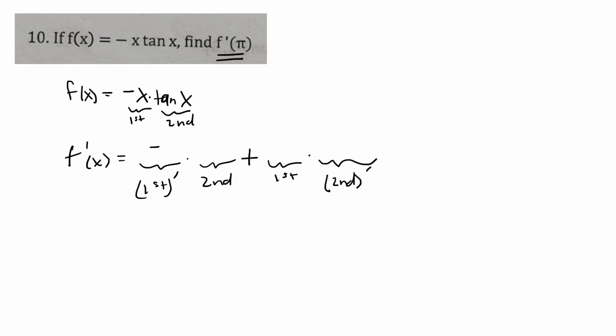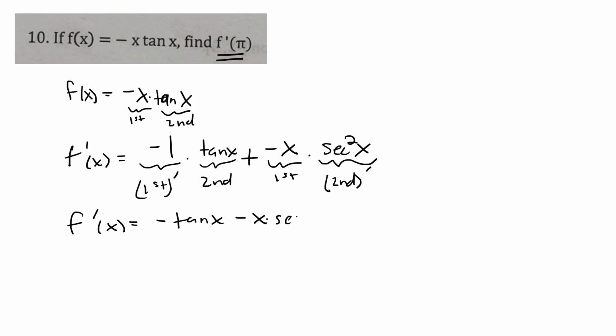Negative x's derivative, negative 1. Don't touch the second, tan x. Don't touch the first, negative x. And then tan x's derivative is secant squared of x. There's your derivative. We could simplify, but not much really to simplify. Let me just write it without all the little squigglies in there. We have negative tan x minus x times the secant of x, let me put parentheses and square that way. Our job, evaluate this at pi.